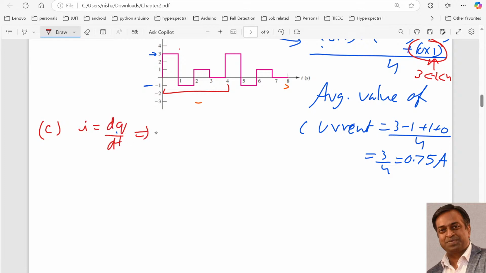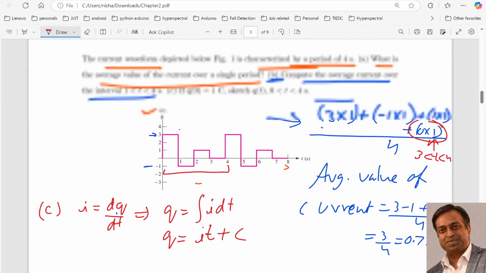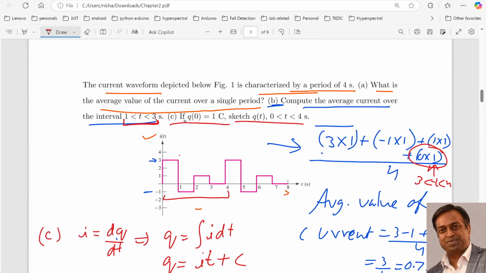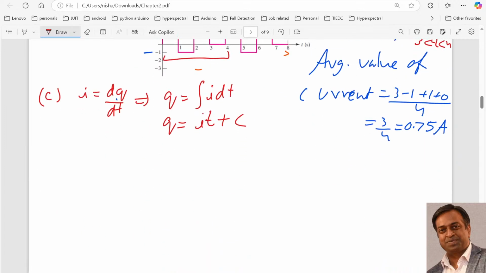Following this, we can say that q will be the integration of i dt, or we can say q equals it plus c, where c is the constant that we need to determine. It is also given in the question that q0, the charge at t equals 0, is 1 coulomb. So first we are going to determine q for this range. So q(t) equals it plus c1.